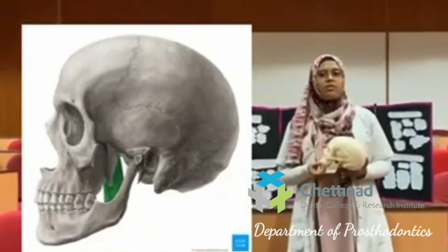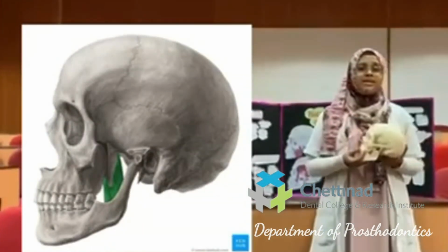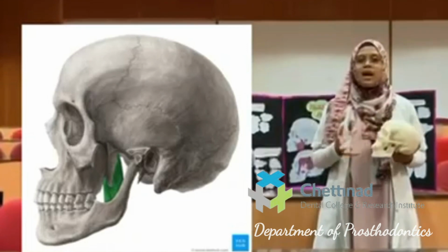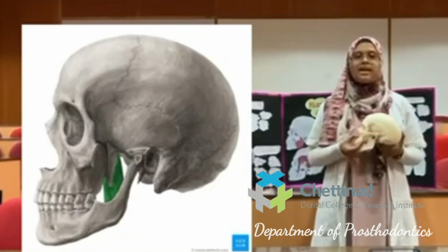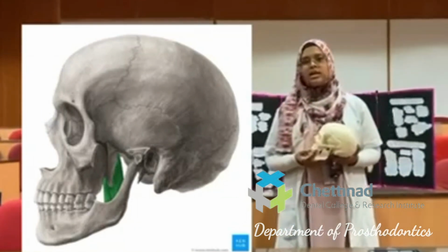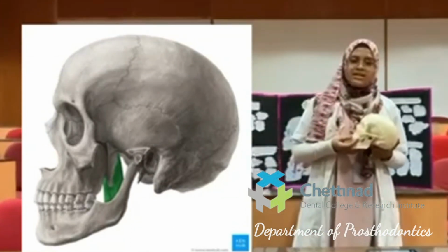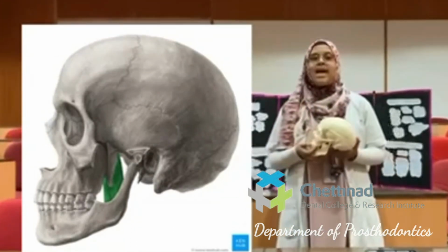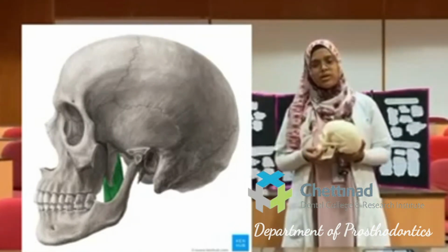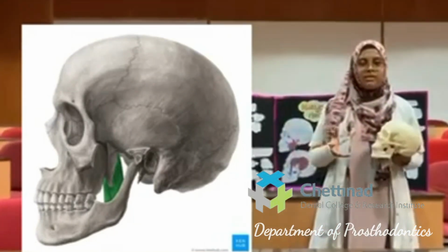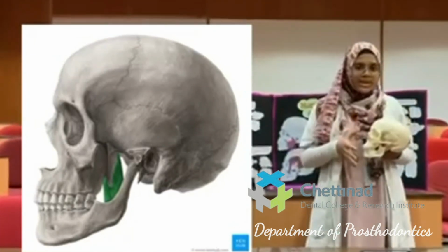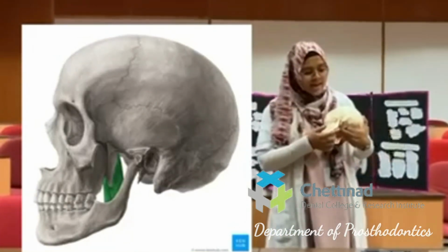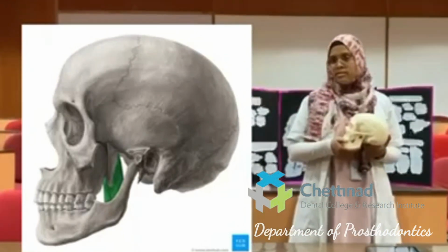Here I'm going to talk about the medial pterygoid muscle. It is a quadrangular shaped muscle with two heads, one superficially placed and the other deeply placed. The superficial head originates from the maxillary tuberosity and the pyramidal process of the palatine bone, and the deep head originates from the medial aspect of the lateral pterygoid plate. Both of these heads get attached to the ramus of the mandible, near the angle of the mandible.